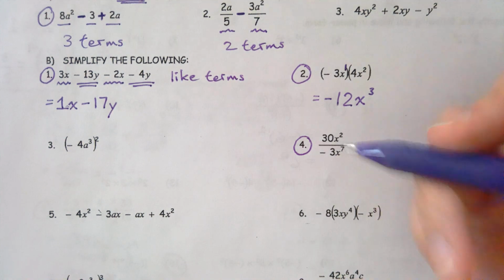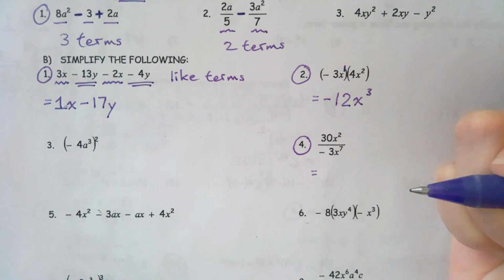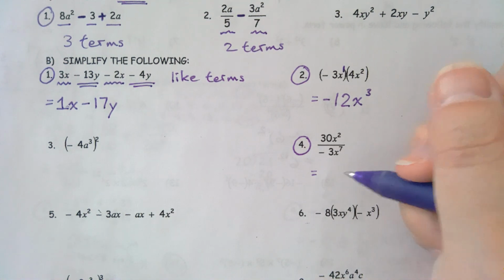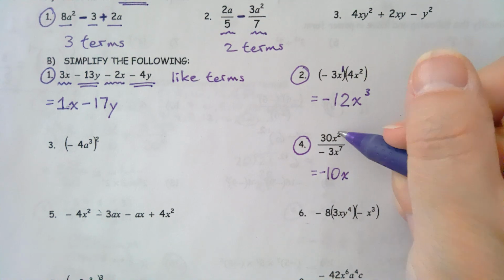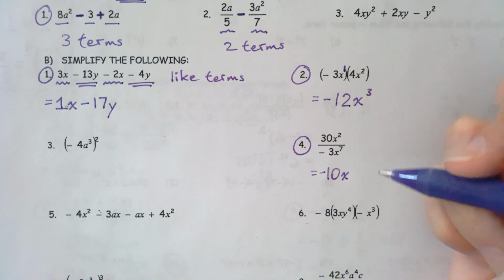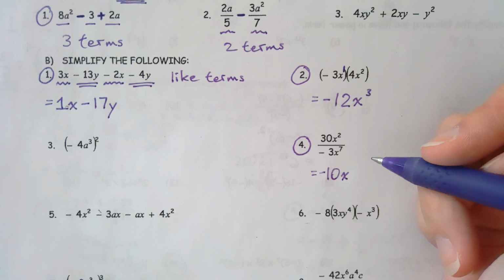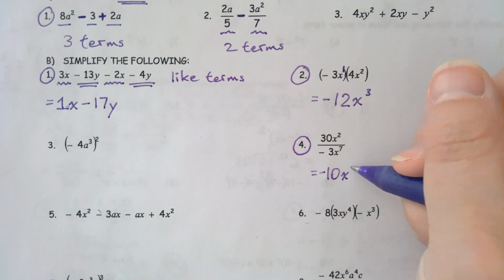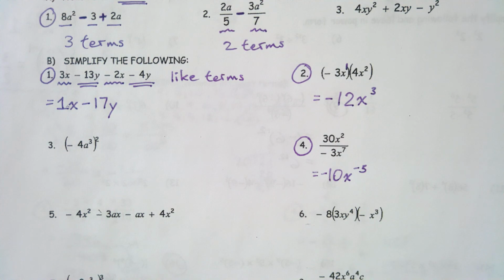So what's my coefficient? What's the number? 30 divided by negative 3 is? Yep. Negative 10. Negative 10. And then what do I do to the exponents here? Yep. So what's 2 minus 7? 2 minus 7. Negative 5, right? There is a difference. All right. So negative 5.